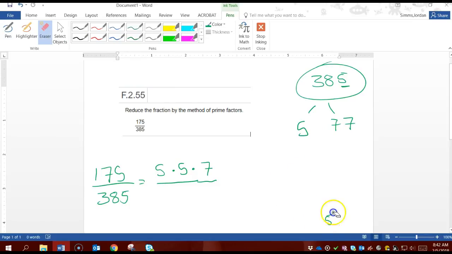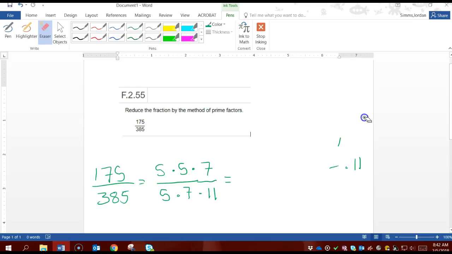5 is a prime. 77 is a composite. So we can break that down a little more. That's going to be 7 times 11 is 77. So again, these are all primes. So we have 5 times 7 times 11. Okay? So that's kind of step 1. We've factored everything out. We've done a prime factorization, if you want to get fancy and tell people what you did. Now we can look at any number.